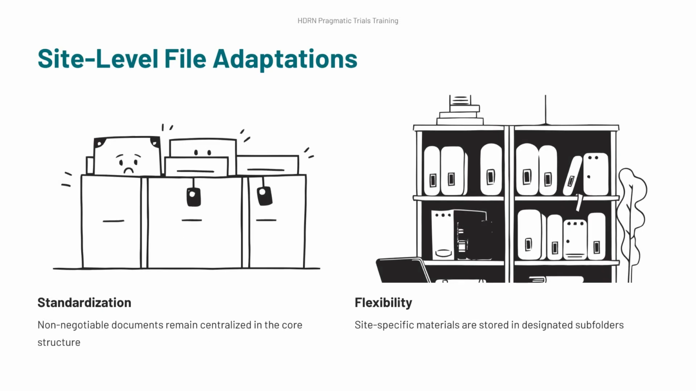Site-level adaptations work best when standardization and flexibility are both respected. Core non-negotiable documents stay centralized in the main file structure to preserve consistency and oversight. At the same time, site-specific materials can live in clearly designated subfolders, allowing teams to meet local requirements without fragmenting the overall system. This balance keeps the trial coherent, while still accommodating real-world differences across sites.